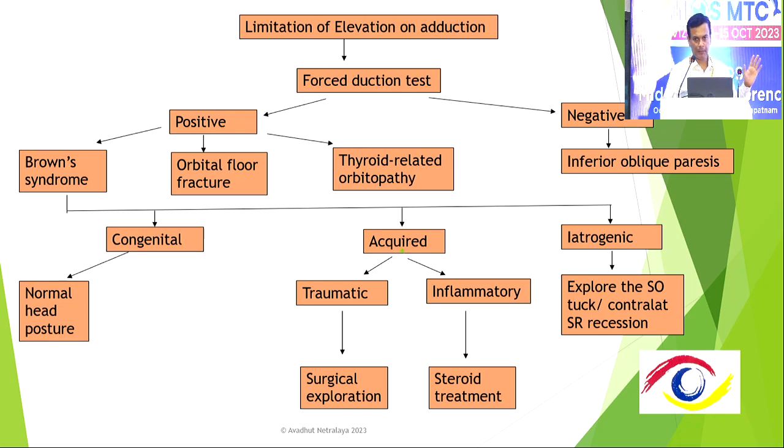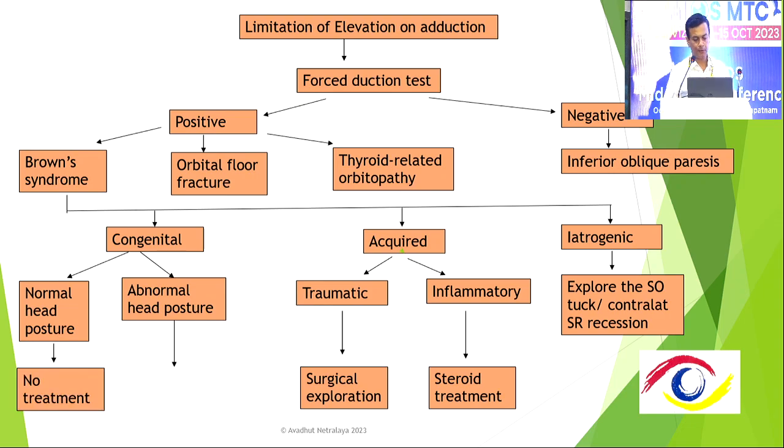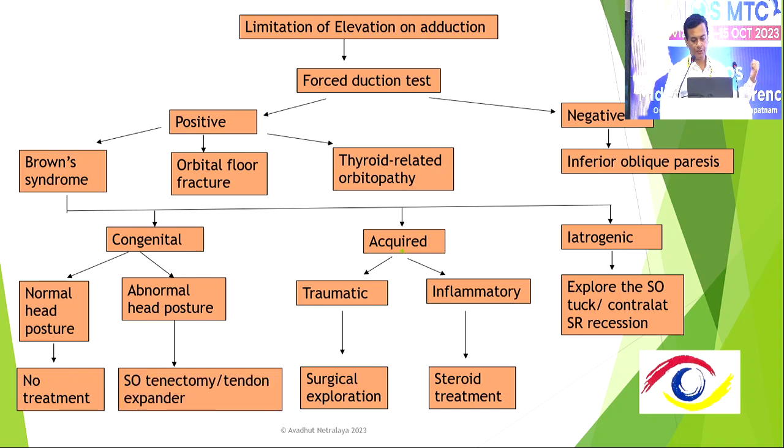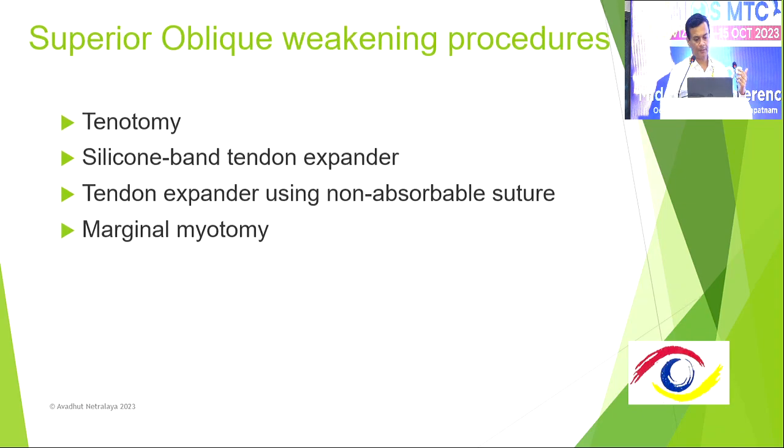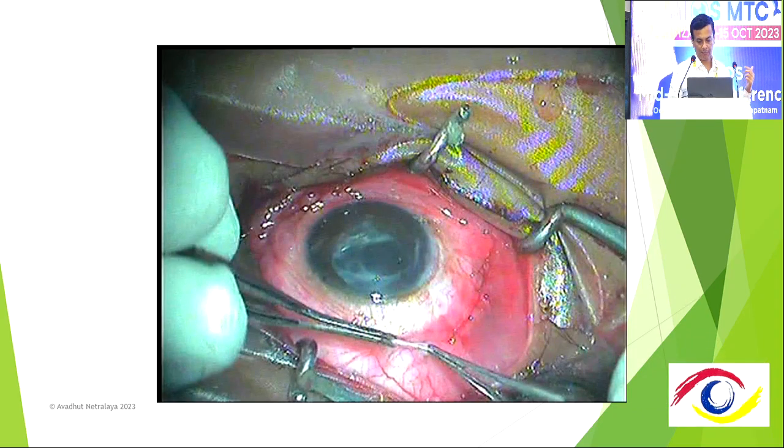Congenital Brown syndrome, which is most common: see whether there is any abnormal head posture, which is usually a chin up posture. If there is no abnormal head posture, just leave it, don't try to manage it. If there is abnormal head posture, don't immediately jump to surgery, see whether it is improving with time. If it doesn't, then you opt for surgery, which is superior oblique tenotomy. I will just share a video of how superior oblique tenotomy is done, and that will be my last slide.